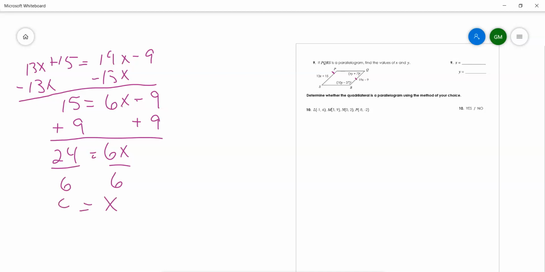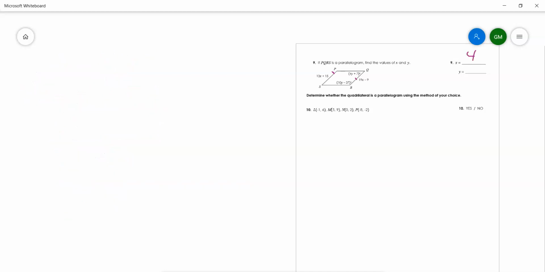And x equals 4. All right, now we're going to solve for y. Now it gives me the angle Q and angle R. And those are consecutive angles, so we're going to set them equal to 180. So we have 10y minus 37. I'm going to stick that in parentheses for you. Plus 4y plus 7 equals 180.